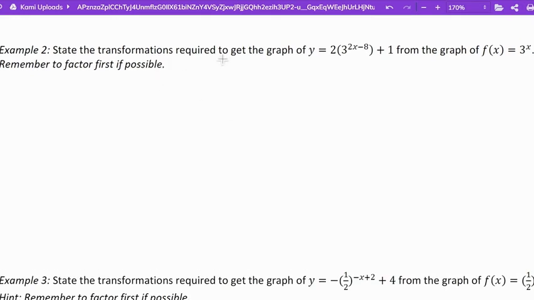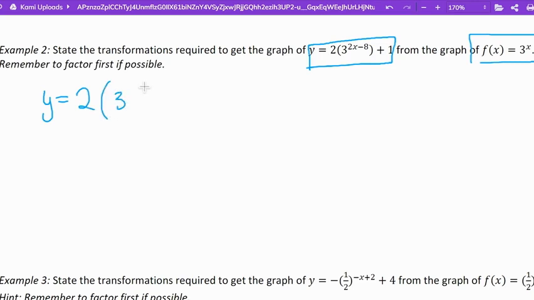Example 2. State the transformations required to get the graph of this. Oh, sorry. Plus the 1. From the graph of here. So notice, you have to be told that the base is 3, right? So let's, first of all, remember to factor first if possible. So let's take this original function. Is it doubling, tripling, quadrupling? What's it doing? What type of exponential growth is it? It's tripling. The 3 tells me it's tripling.